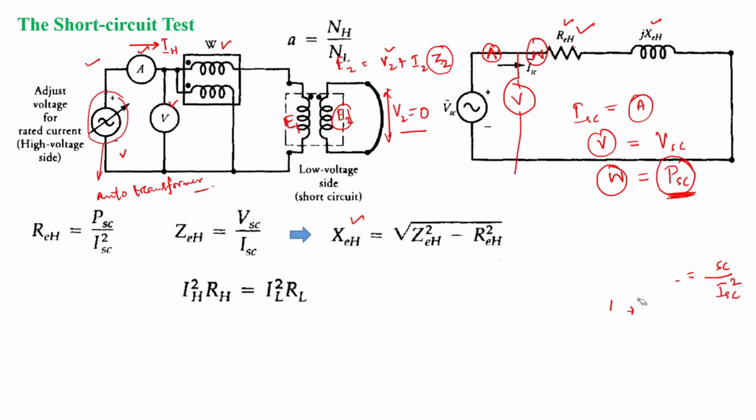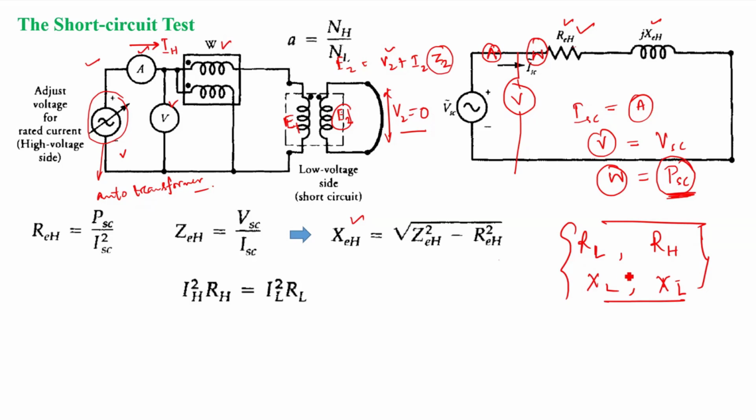Now the question is how to find the exact parameters like RL, RH and XL, XH. It is said in the literature that for an optimal design of a transformer, the copper loss in the high voltage winding is equal to the copper loss in the low voltage winding, right? So for the optimal design of the transformer, this criterion should be fulfilled. From this expression, we can segregate REH and XEH into RL and RH, XL and XH.